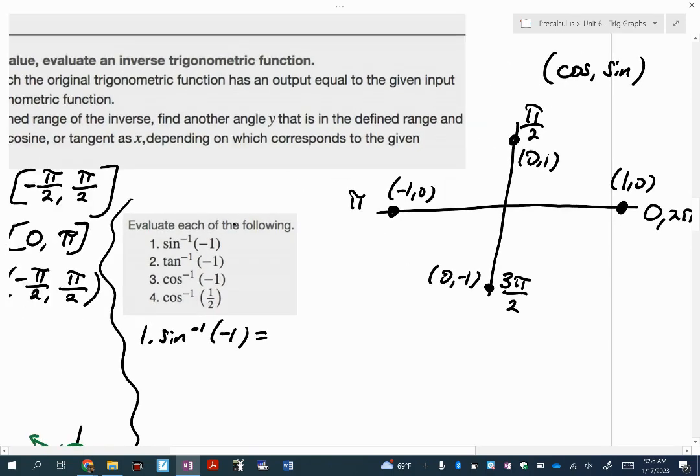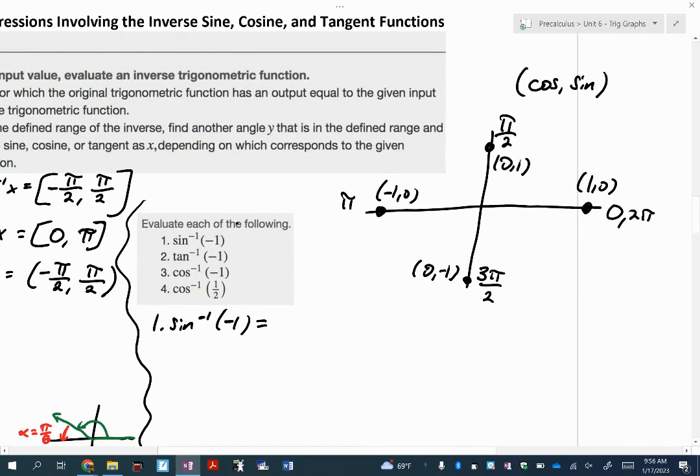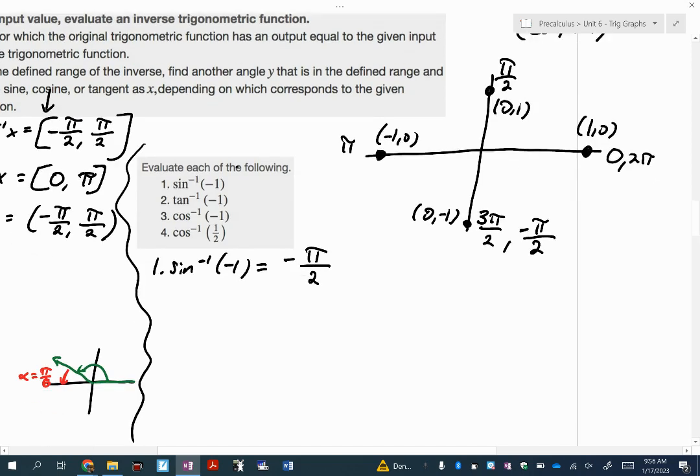Remember, I'm going in between negative pi over 2 and pi over 2 for arc sine, and I'm looking for a y value of negative 1. So from negative pi over 2, I guess I can put that down here, right? Here's negative pi over 2. A y value of -1 is actually going to be negative pi over 2. And because it has that bracket right here, it's included, so I can actually use negative pi over 2 as an answer.